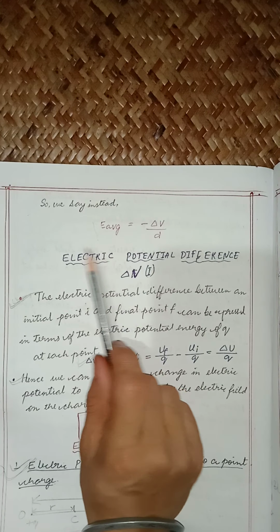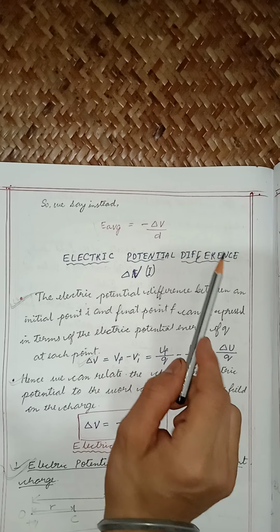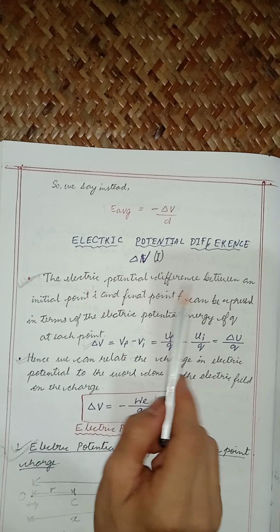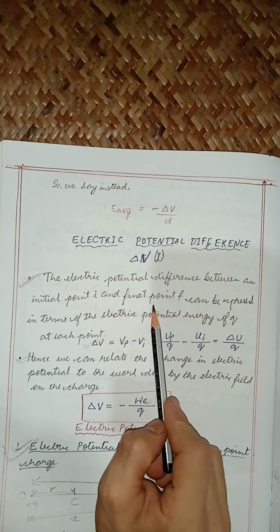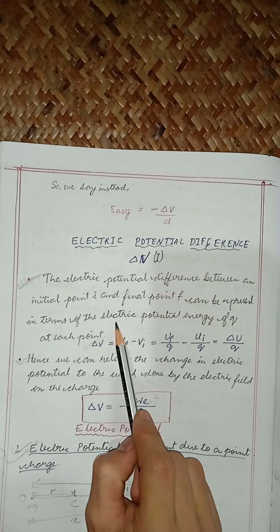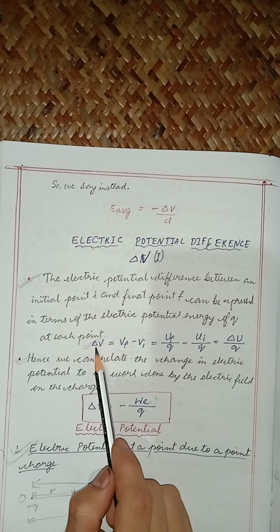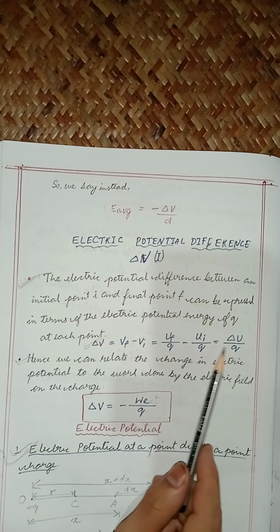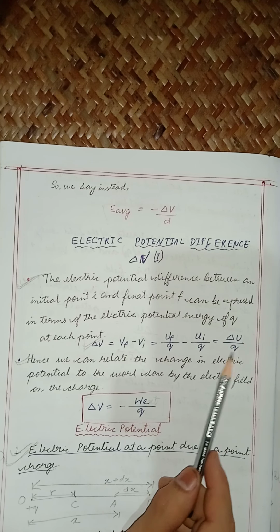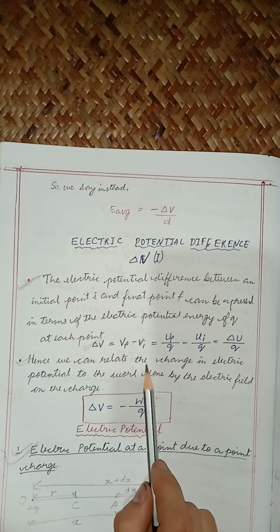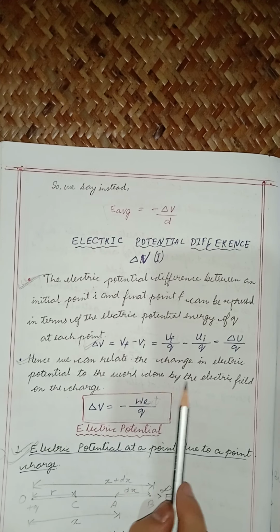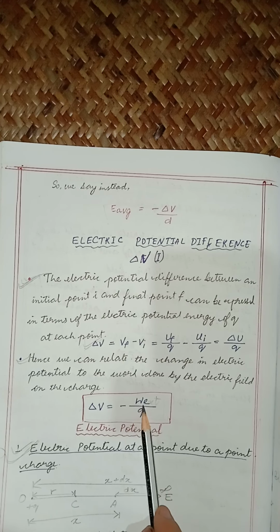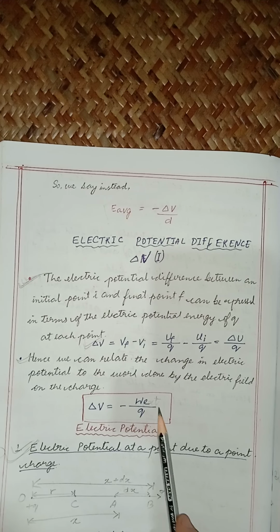Now the next topic is electric potential difference. If you are going to define the electric potential difference, we note that the electric potential difference between an initial point i and final point f can be expressed in terms of the electric potential energy of q at each point. So we can write delta V is equal to Vf minus Vi, that is final minus initial, which is delta U by q. Hence we can relate the change in electric potential to the work done by the electric field on the charge. So we can write delta V is equal to minus W, that is external work, by q.